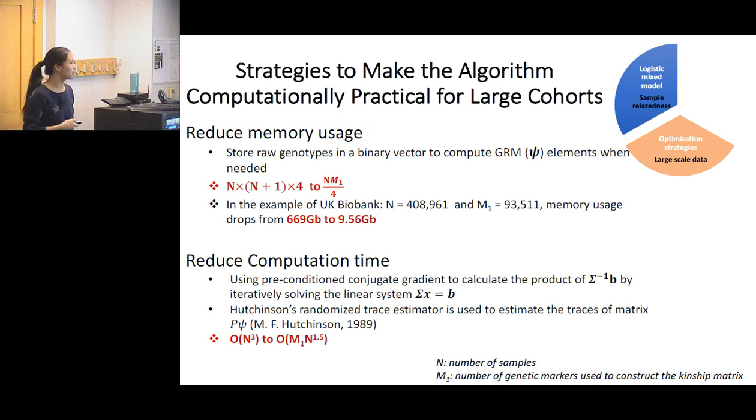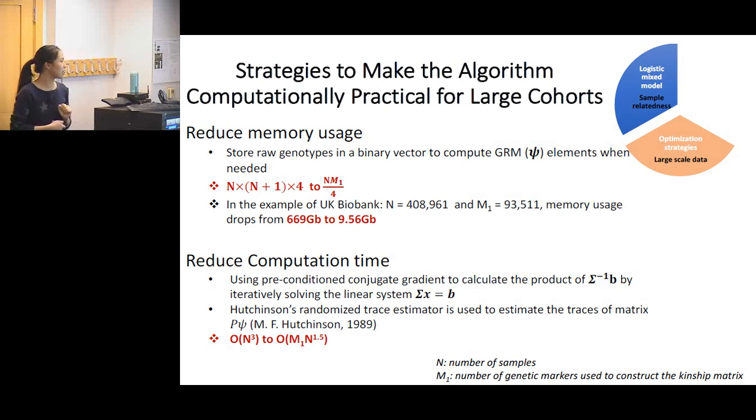Then, as we mentioned, getting the inverse of the n by n matrix is very, very time consuming. So we use a method called preconditioned conjugate gradient to get the inverse of the matrix times some vector, instead of using the Cholesky decomposition to get the inverse of the huge matrix. In this way, we reduce the computation time.